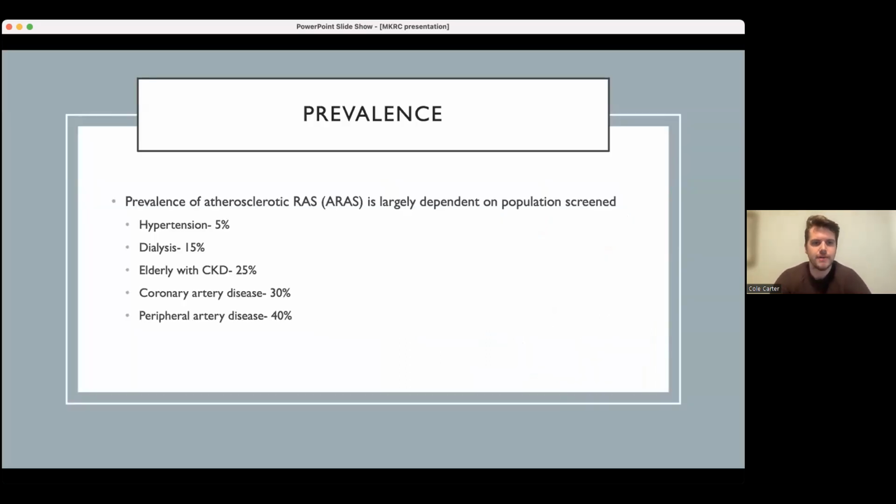So the prevalence of atherosclerotic renal artery stenosis, and instead of saying the whole name, I'm just going to say RAAS from here on out. It's really largely dependent on the population screened. So of all hypertensive patients, RAAS patients compose about 5% of that. And then once you start incorporating more kidney dysfunction, the amount of RAAS patients compose a large population. So in dialysis, 15%, elderlies with CKD compose about 25%. And then moving on to coronary artery disease, this is when it jumps up quite a bit to 30%. And then peripheral artery disease having about 40% of RAAS patients composing that population.